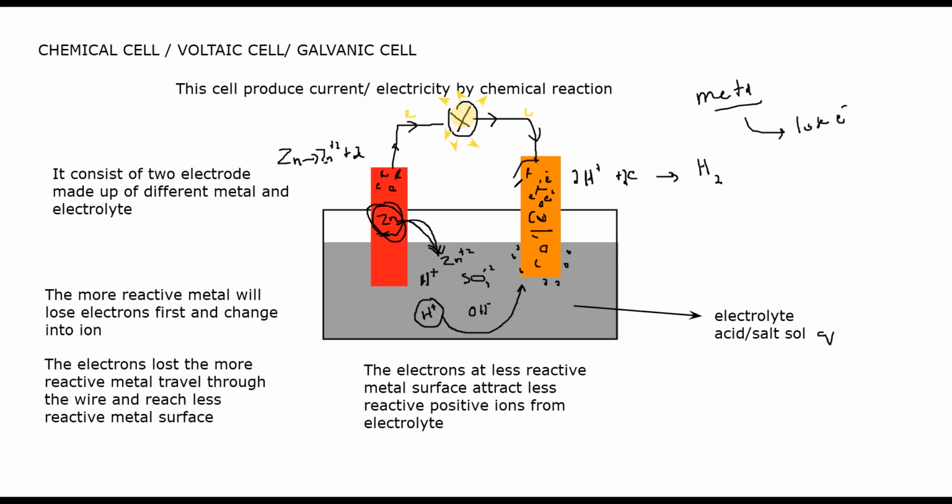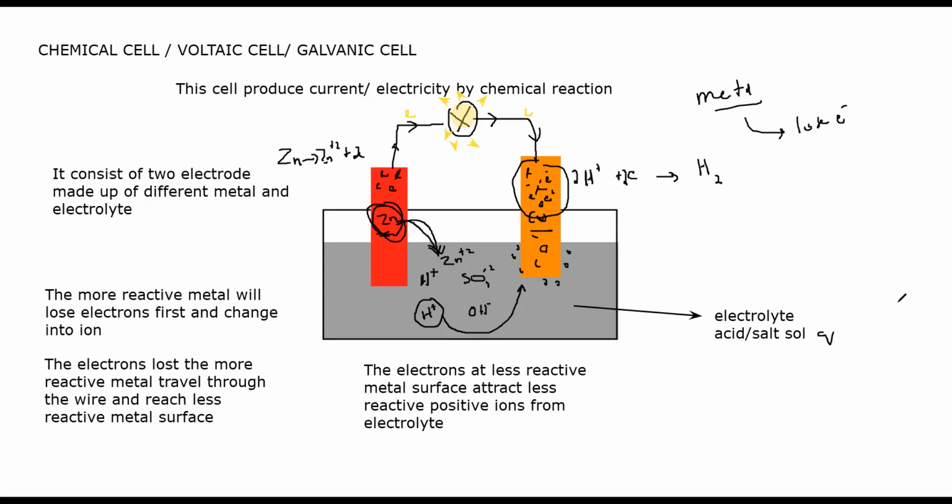The electrons which are more at the less reactive electrode are negative, so they will attract the positive ion from the electrolyte. As they attract the less reactive positive ion from the electrolyte, the less reactive positive ion will discharge at the plate. So this is how a chemical reaction is producing a current.